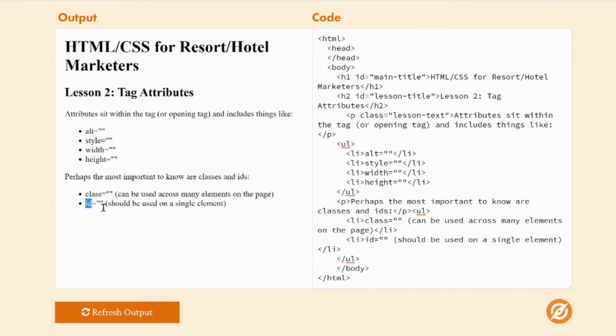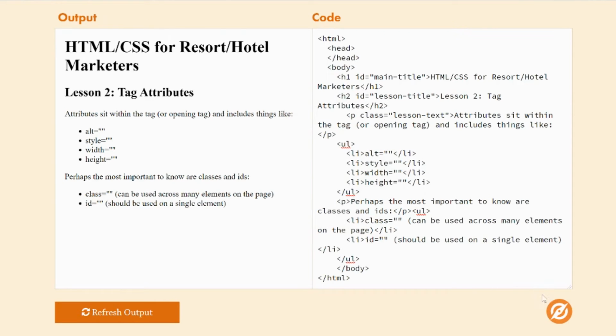Now, IDs are something similar, but an ID is used to identify a very specific element. So you can see that up here I have ID equals main title and ID equals lesson title. These are the only times I'm going to put those IDs anywhere on the page. And this is useful for a few other things with languages like JavaScript, for example. But it's also useful for CSS. You can target the styling of those elements using CSS and change it without having to come in here and change code. So those are two things to keep in mind.